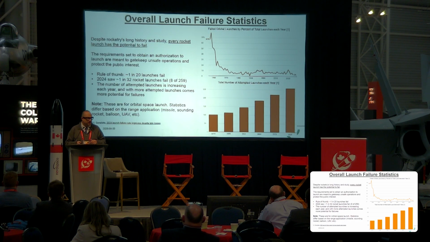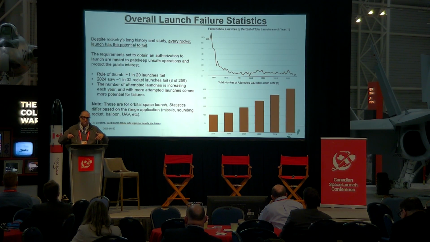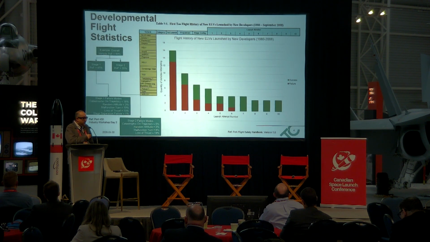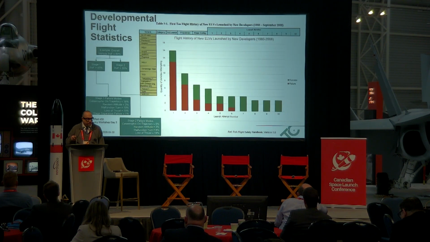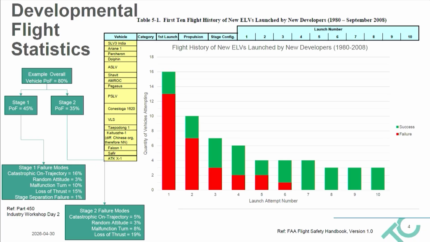As the number of launches increases over the years, the absolute number of failures and casualties goes up, because you have more and more launches, so more and more absolute failures. This is probably a little more interesting for the crowd here, because we're looking at developmental statistics. These are from the Flight Safety Handbook from the FAA, available online. Those of you who are building rockets, go look at it.